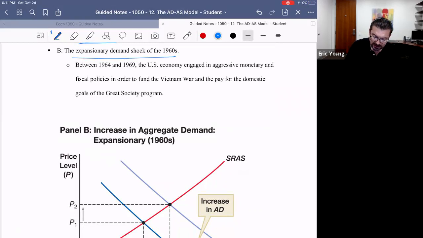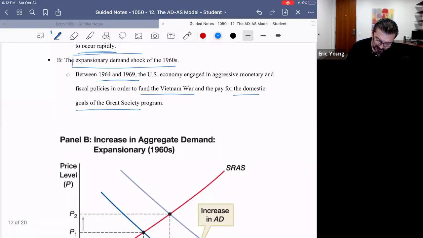In between the years 1964 and 1969, the American government was committed to two big things. Number one was funding the Vietnam War, and number two was funding the domestic goals of the Great Society program. So at the same time that the country was supplying for the war effort, which requires significant amounts of spending, it was also spending a lot of money for the domestic goals of the Great Society program. So what do we have? Well, we have an expansionary demand shock.